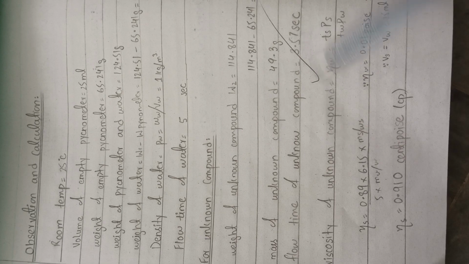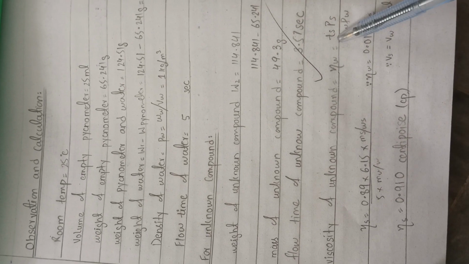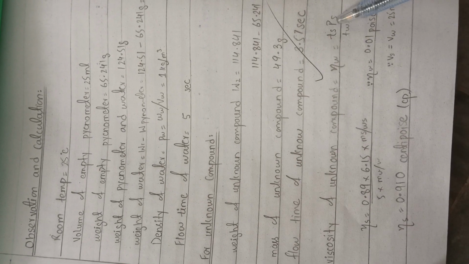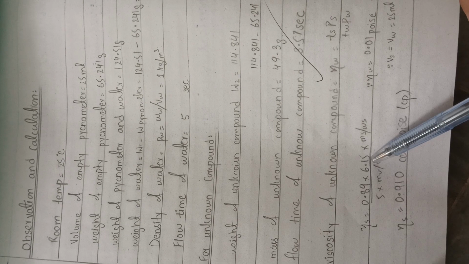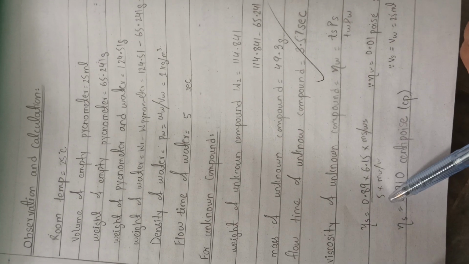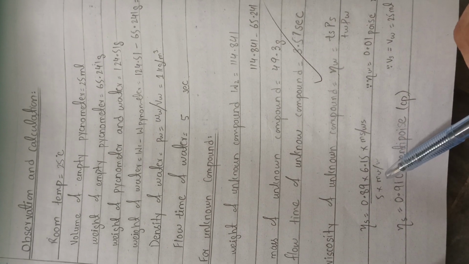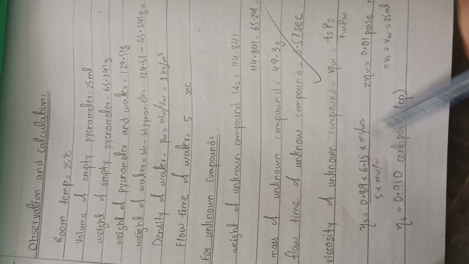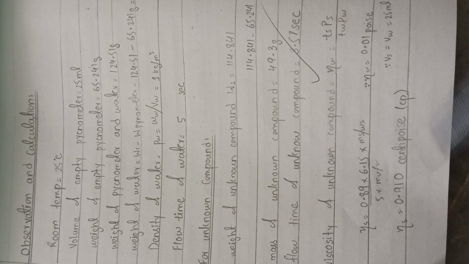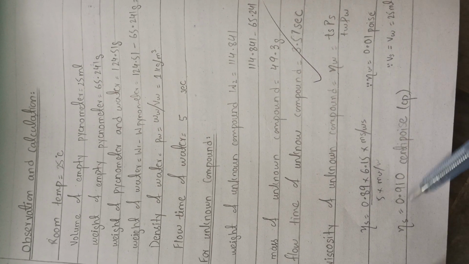So for the viscosity of the unknown, you have to put all these values in this formula. The time taken by the substance is this. You put the density of your substance, which you can find, and you write the time taken by your water, and the density of your water. After writing all of these values, you multiply them, and after that you get the viscosity of that unknown compound, which is 0.9.